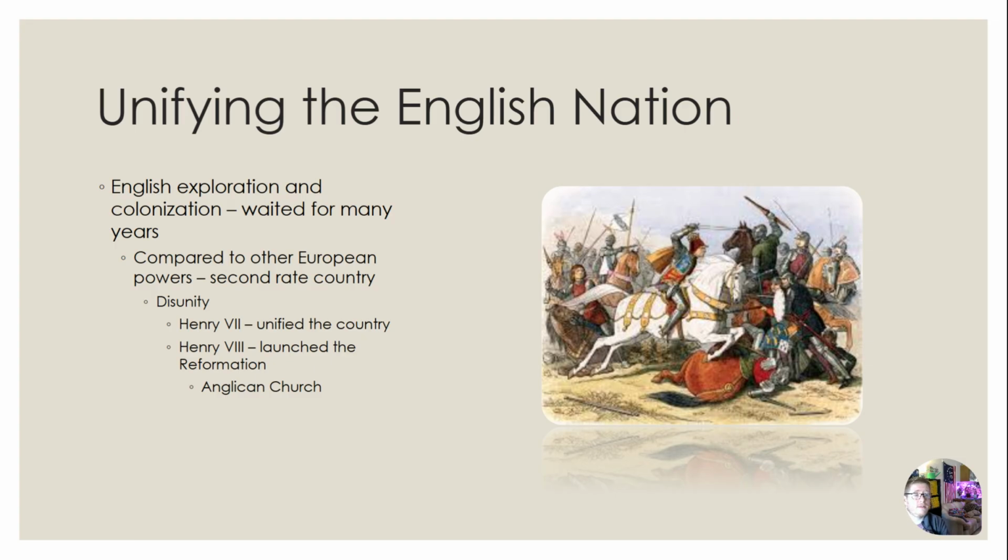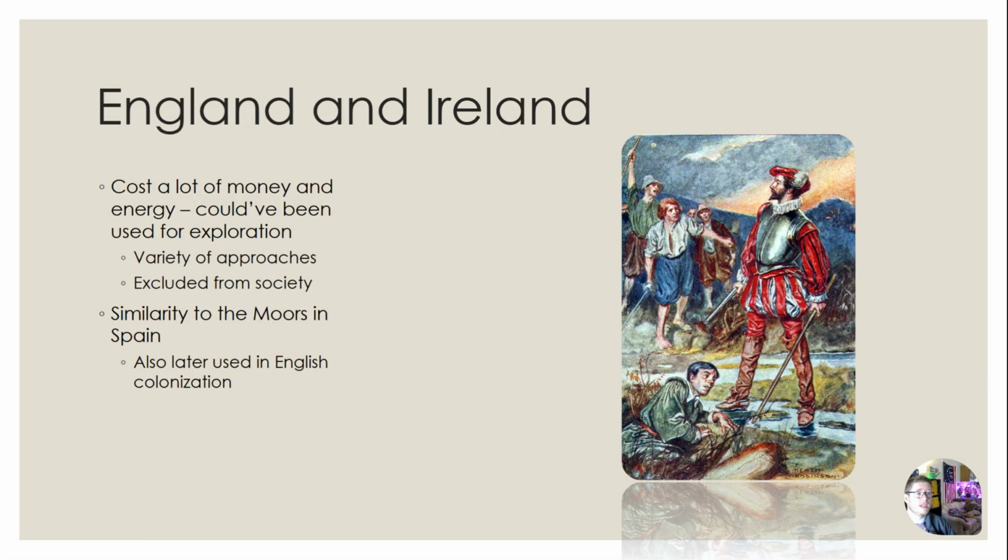We have Henry VII, who unifies the country following the War of the Roses, which, if you don't know about it, is a long, long story between the Yorks and who would eventually become the Tudors. There's a whole mess of things here. Eventually, they'll unify. Henry VIII, Henry VII's son, and you probably know Henry VIII, the guy who had 6 wives, is going to launch the Reformation in England, forming the Anglican Church, effectively excommunicating all of England from the Catholic Church.